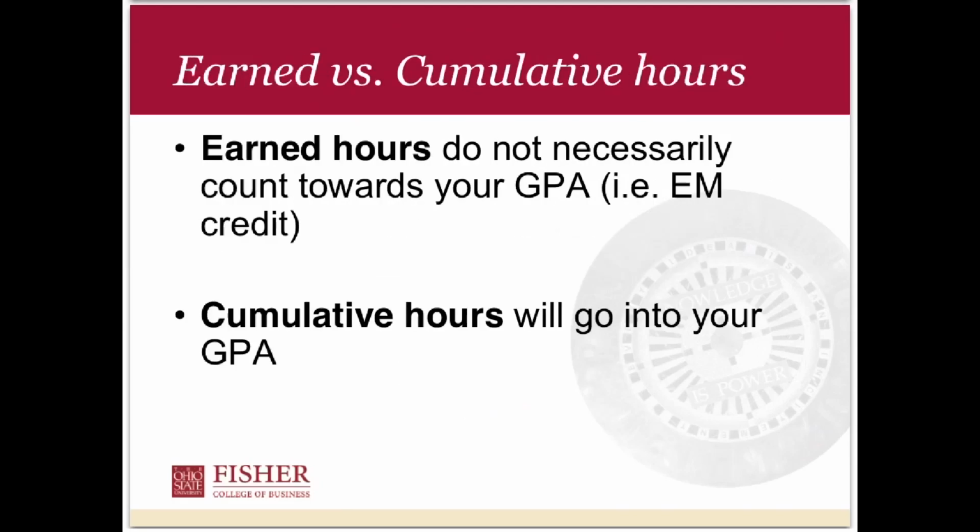There are two different classifications for credit hours. There are earned hours and cumulative hours. Earned hours represent credit hours that you have earned college credit for. These will include marks that do not have point values associated with them, like EM credit for your AP classes or K credit for any transfer credit you have.